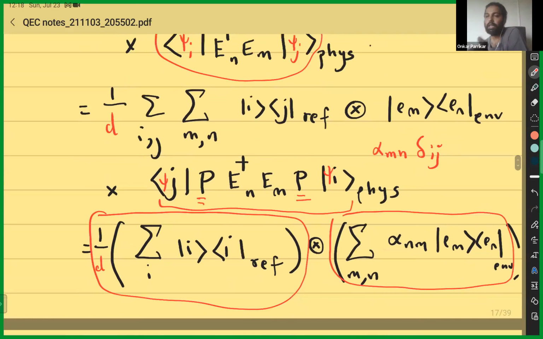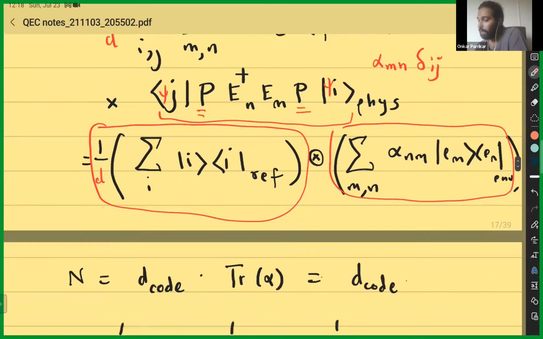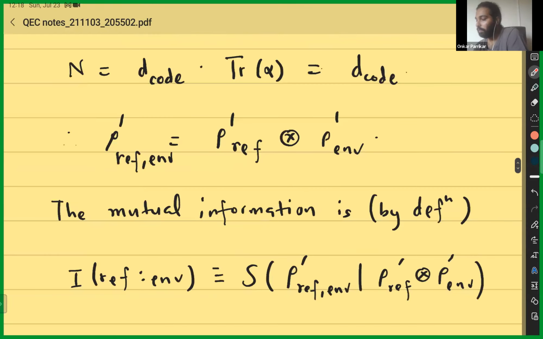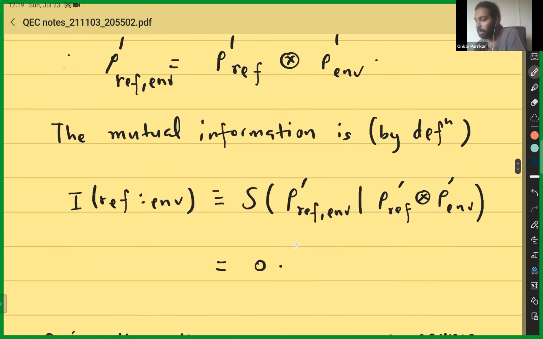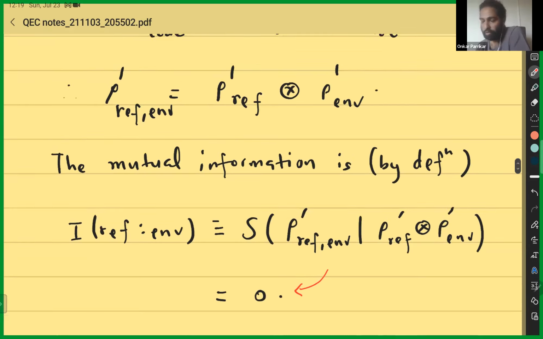So the Knill-Laflamme conditions directly tell you that there has to be no correlation between the environment and the reference system. This automatically implies that the mutual information is 0. It is a fact that the mutual information is 0 if and only if the density matrix is factored.